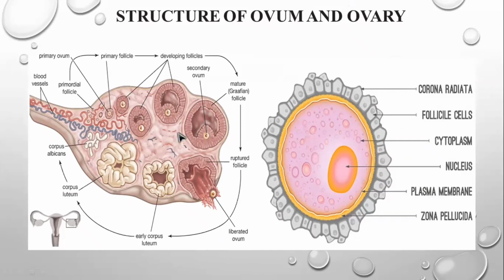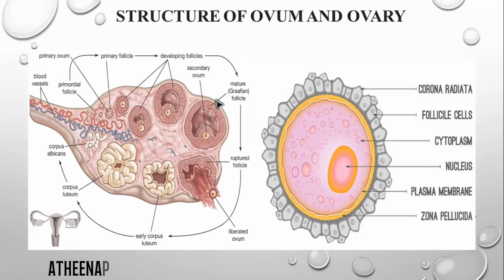This is the ovary, where there are a lot of follicles. You can see some primary follicles, and you can find some globules which are called the premature follicle. This follicle is going to develop into a Graafian follicle. How? The first stage is the primary ovum, second is the primary follicle, and then it develops into a developing follicle, and becomes a Graafian follicle.